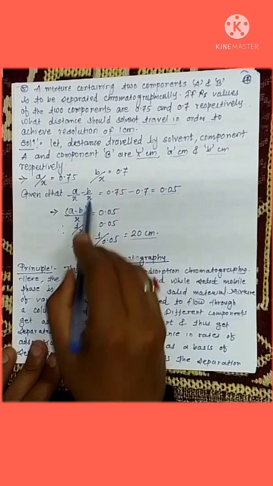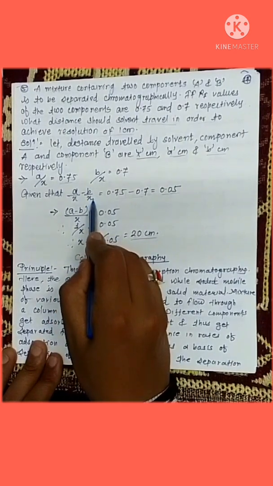And what is x? It is nothing but the distance traveled by your solvent front.